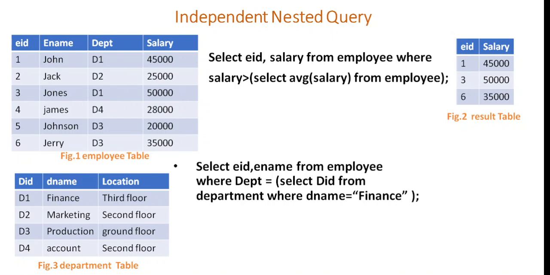When you write this query, at the time of execution, the system will execute the inner query first, that is select department ID from department where department name equals finance. Then it will give you the department ID, that is D1. D1 is the department ID of the finance department. Now we have that value for the comparison, and the system will execute the outer query: select employee ID, employee name from employee where department equals D1, because it is a value given by your inner query, and this value is used as an input for the execution of the outer query.